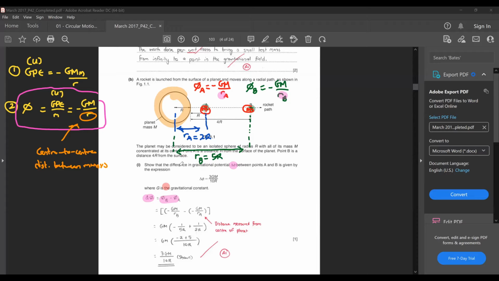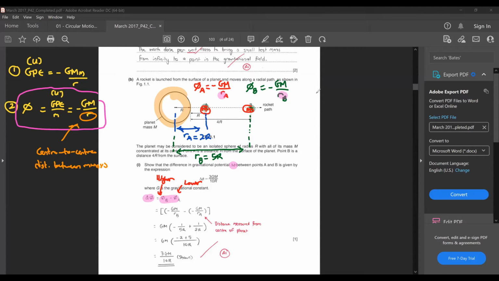In my case, I will actually say that potential at B is actually going to be higher than potential at A. Okay, so I take the higher value minus lower value, like what I mentioned last week. Differences in scalar, always take the higher value minus the lower value. So in your case, you take potential at B minus potential at A.